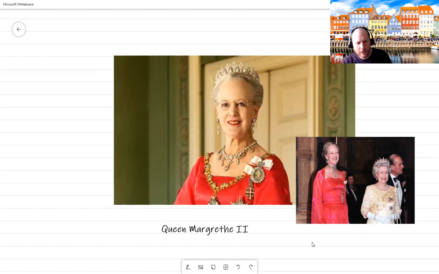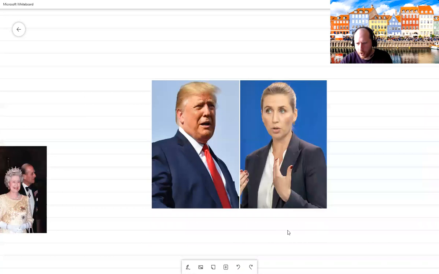Yeah. So the Queen is the figurehead or the head of state, as we'd call her, much like our own, but the day-to-day running of the country is done by the Prime Minister instead. There you go. Now, here's a picture of the Prime Minister of Denmark with the President of America, Donald Trump.